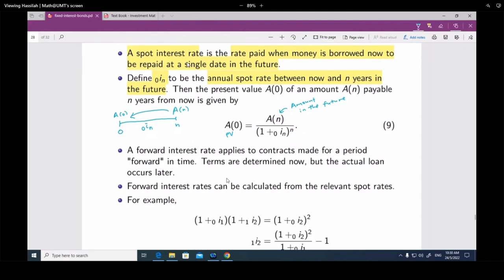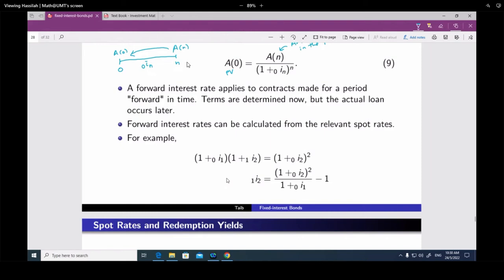Okay, so a forward interest rate applies to contracts made for a period forward in time. Terms are determined now, but the actual loan occurs later. So you will follow this contract, which could be in futures or forward. Do you remember we have financial derivatives? There are 4 main ones: option, futures, forward and swap.